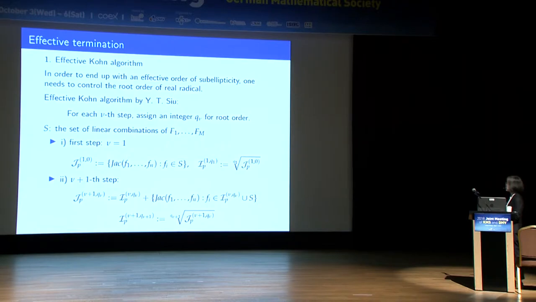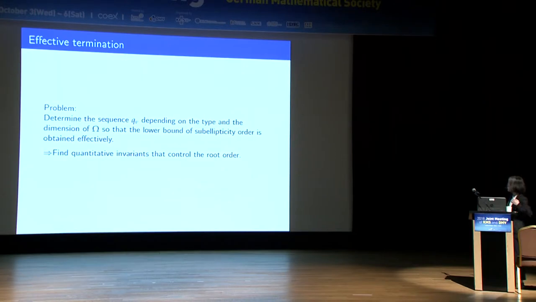First step, we construct the first scalar multiplier. So take all Jacobians of the linear combination of Fs, then take its radical, but the root order is controlled by Q1, this number. And then the next step is to add this multiplier by a newly generated multiplier, and then take its radical, but again the root order is controlled. So the question is whether we can find this sequence that is controlled by type and dimension, and that terminates Kohn's algorithm. So we need some quantitative invariants that control the root order.